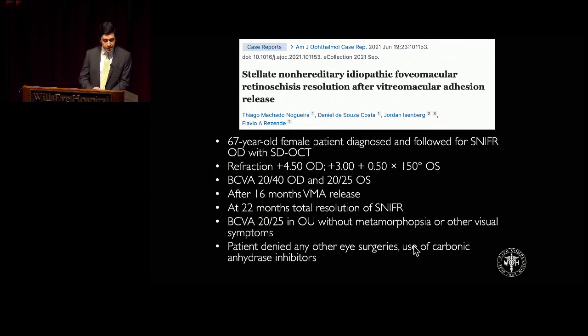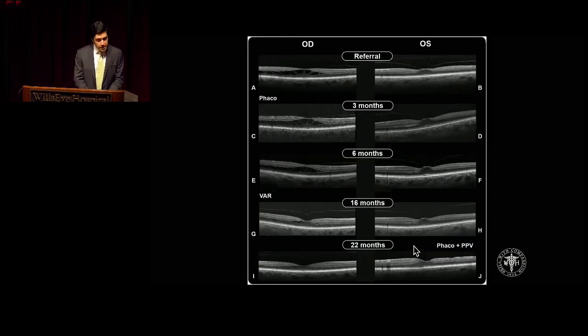And the patient denied any history of surgery other than phacoemulsification in that eye and did not use any carbonic anhydrase inhibitors. So this is how the patient had presented. The phaco was done at approximately 3 months from baseline examination, and as you can see in the left panel here, at approximately 6 months, there's release of that vitreomacular adhesion, and at 22 months, there's complete resolution of those schisis changes. The fellow eye, interestingly, had vitreomacular traction, no cystoid changes, and did undergo a vitrectomy.